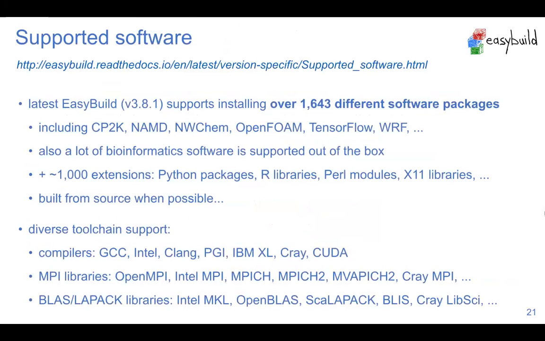It has support for a whole bunch of software packages, including nasty things like TensorFlow and OpenFOAM, lots of bioinformatics and chemistry software. We have R installations that include hundreds of additional libraries that are outside of the standard R distribution. Same for Python and Perl. And again, whenever we can, we build from source, so we can target the host system really well. It supports a whole range of compilers and API libraries, in addition to BLAS and LAPACK and FFTW libraries as well.